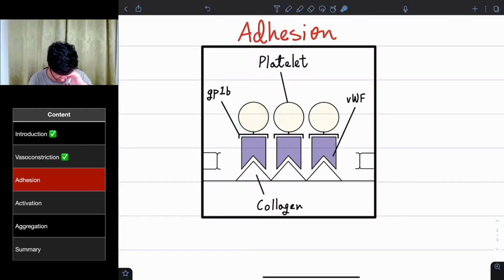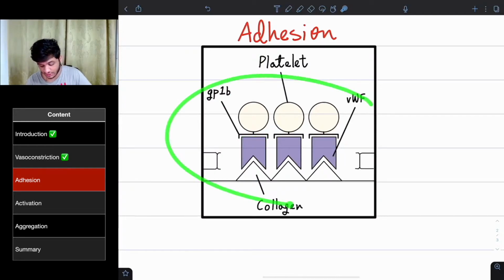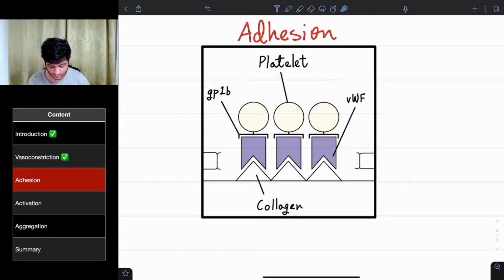So how does it adhere to the platelets? It adheres to the platelets via a receptor on the platelets called GP1B protein. Okay, this receptor binds to VWF, and that's how platelets adhere around the damaged blood vessel.